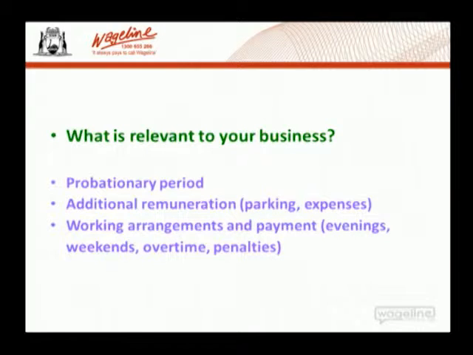You might also want to look at any additional remuneration that the role offers. So if you're offering the employee, say, money to park their car or to cover their expenses, if that's going to be a regular feature of the employment relationship, it's probably a good idea to set out in writing exactly what that remuneration is going to involve. If the working arrangements are going to be slightly unconventional, so they're going to work more, say, evenings or weekends or overtime, it's probably, again, good to set all that out in a contract. What I should probably mention at this point is that there's no legal requirement to have a contract in place, but it is a very good practice to have a contract in place.